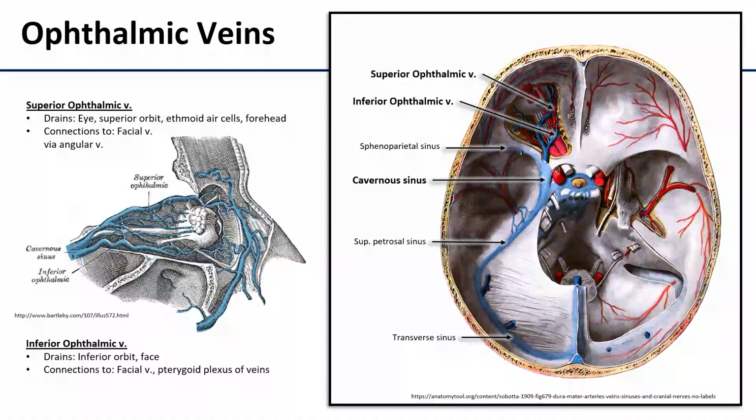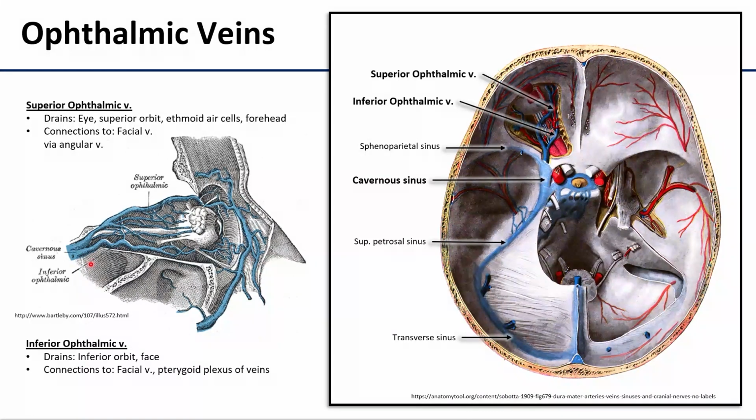There are two ophthalmic veins that drain the orbit, and these are both going to drain into the cavernous sinus. So the cavernous sinus, remember, is this cranial dural sinus that runs right next to the sphenoid here, and then will eventually drain by the inferior petrosal sinus down to the jugular vein. The superior ophthalmic vein, so this one here, is going to drain the superior orbit, the eye, the ethmoid air cells, and even a little bit of the forehead. It also has connections to the facial vein via the angular vein, so that's the one that runs right up to the bridge of the nose there.